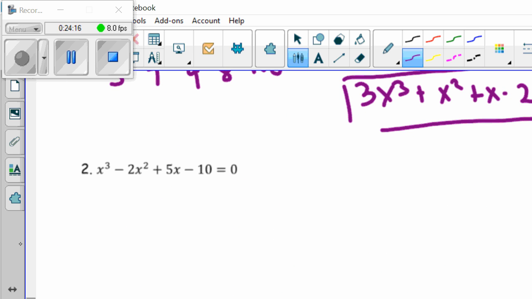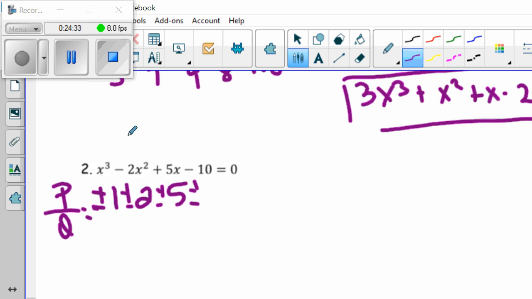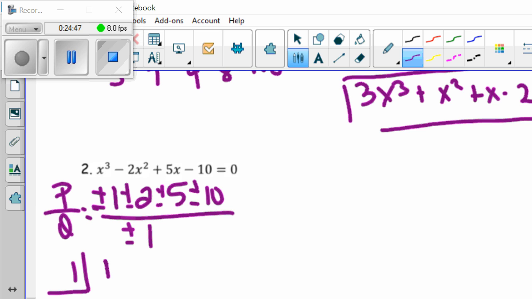So number 2, x cubed minus 2x squared plus 5x minus 10 equals 0. P's and q's. So my constant term is 10. So my factors of 10, positive and negative 1, 2, 5, and 10, over my leading coefficient, which is a 1, so that's nice. All I have are 1, 2, 5, and 10. Again, trial and error. Let's pick some that we think are going to work. So let's start with positive 1. So 1, negative 2, 5, negative 10.